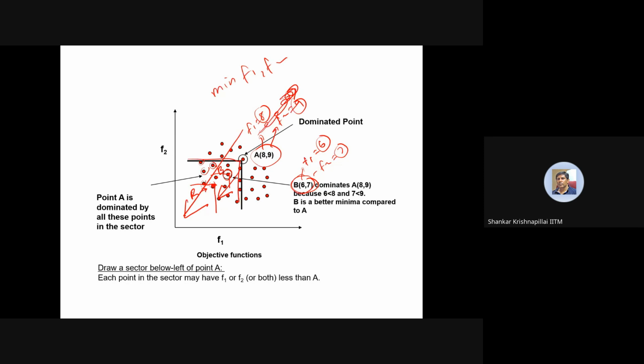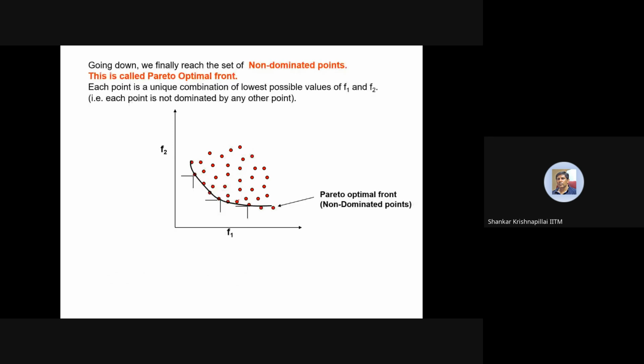If you look at this sector, it's in the direction of bottom left. As I said, you can go down and down. So E is better than A, because the F1, F2 values of E are lower than A. So you can keep on going down like this.